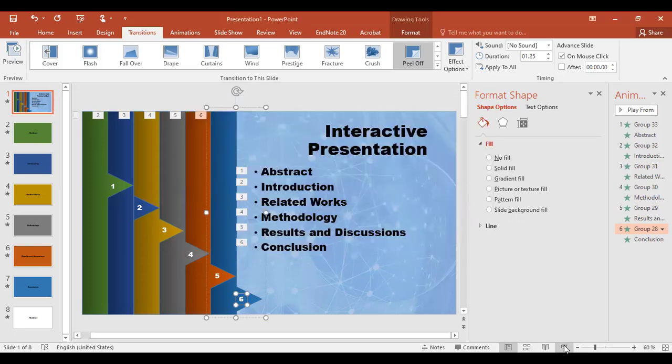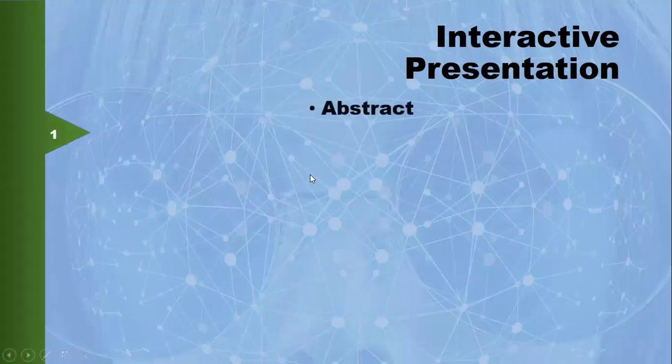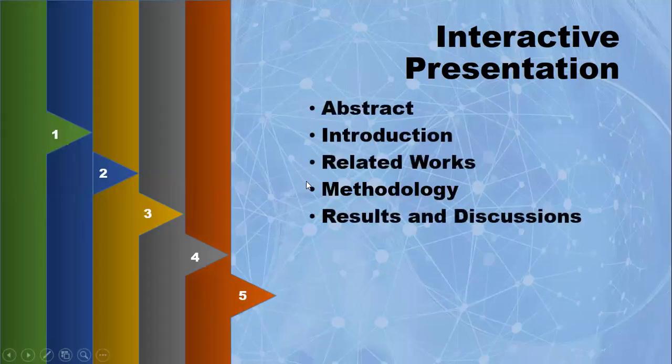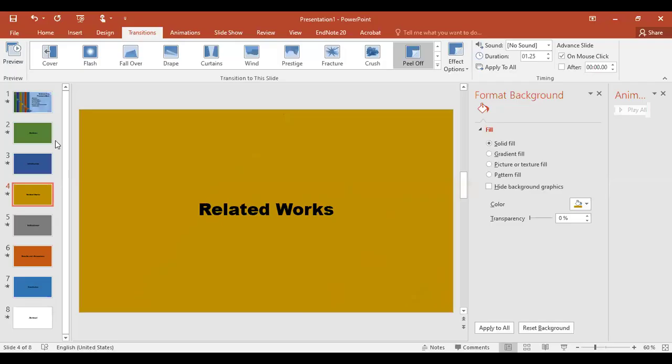So let's go to slideshow and see what happened. I click on each of these ones. If, for example, I want to click on page 3. What is in 3? Related works. So now you see our hyperlinks. You can apply hyperlinks to the various slides to help you change the various slides.